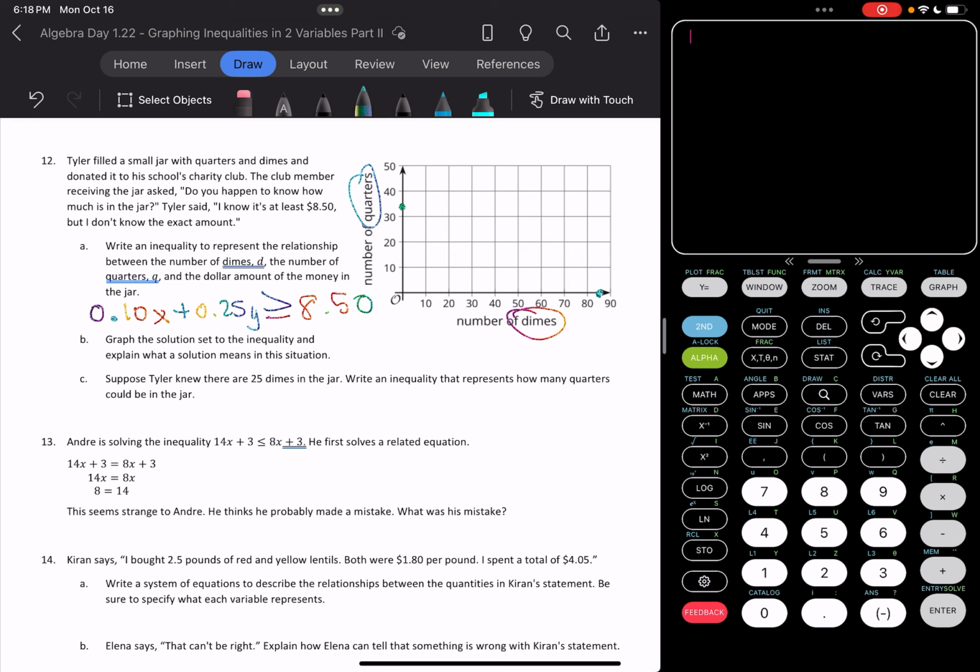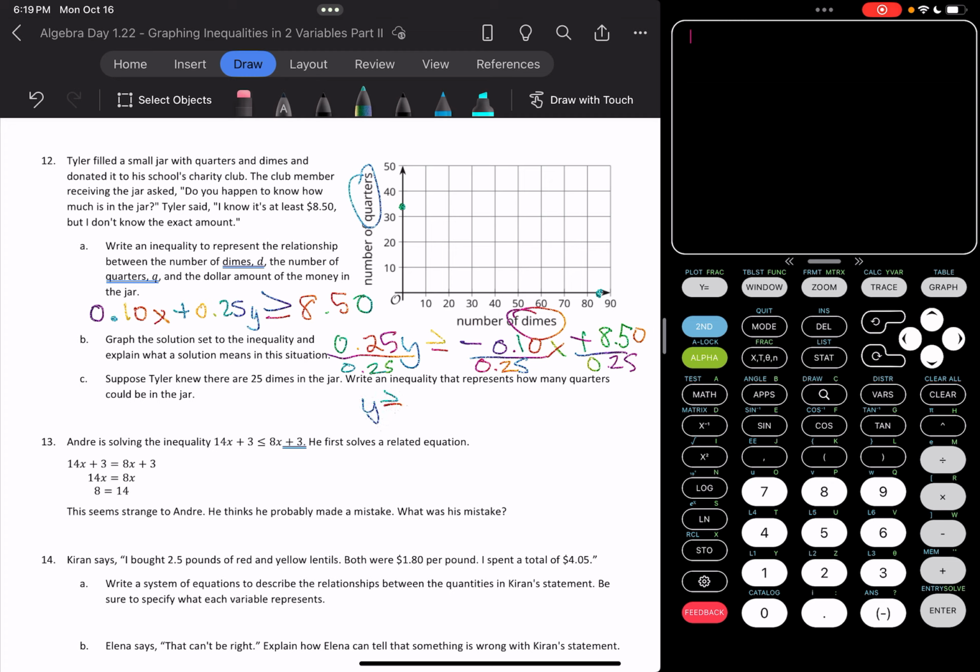Again, seeing that we would probably want to have a slope to help me fill in some of those points in between, let's solve for y. So we'd have 0.25y, if we subtract 0.10x from both sides, we would get 0.25y is greater than or equal to negative 0.10x plus 8.50. Divide both sides by 0.25. And we're going to get y is greater than or equal to.